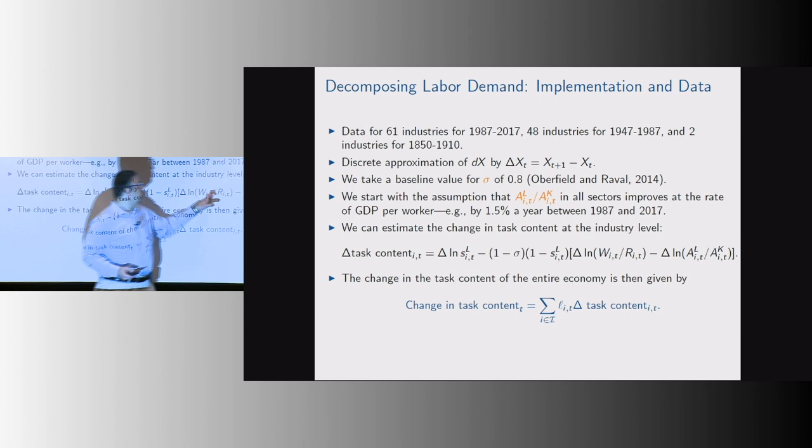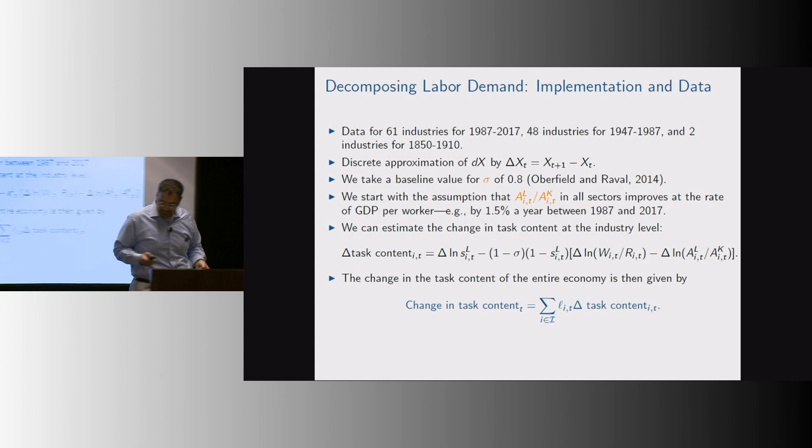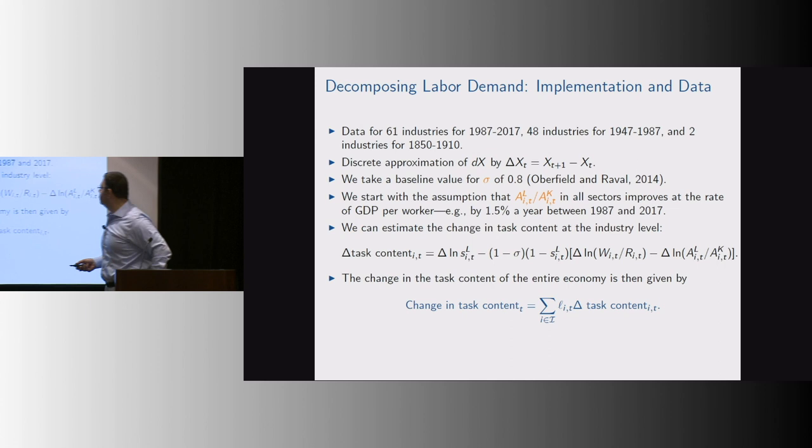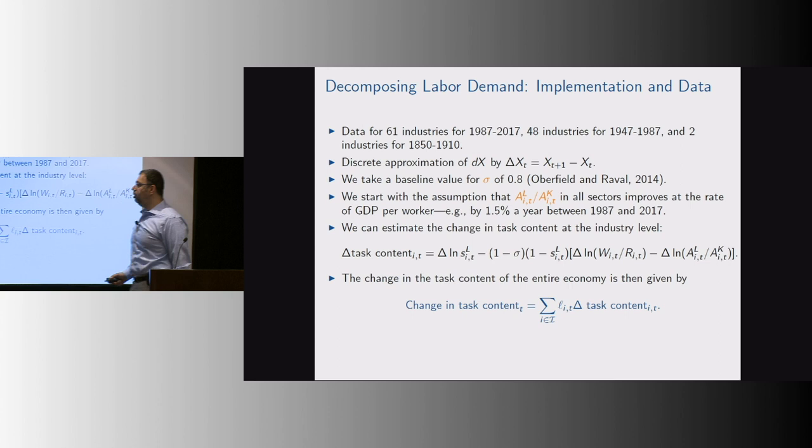So I will start with a value of 0.8, which is the estimate at the industry level that's best documented, and then make these assumptions. And then the change in task content of the economy is just summed across all these industries using their labor allocation.